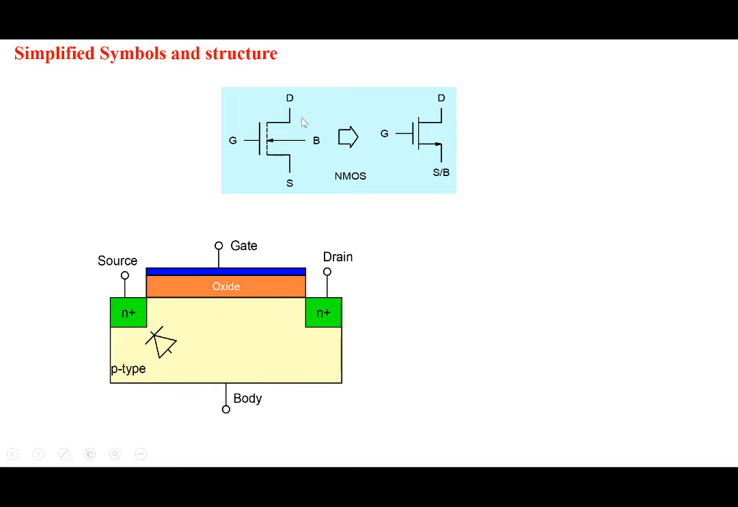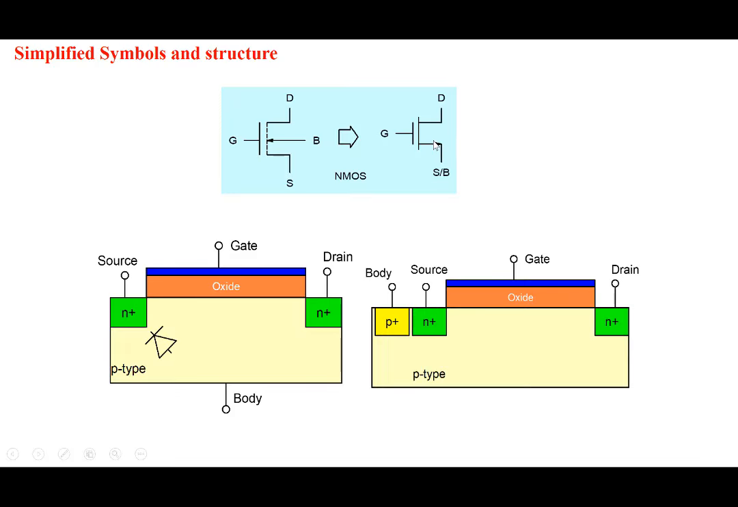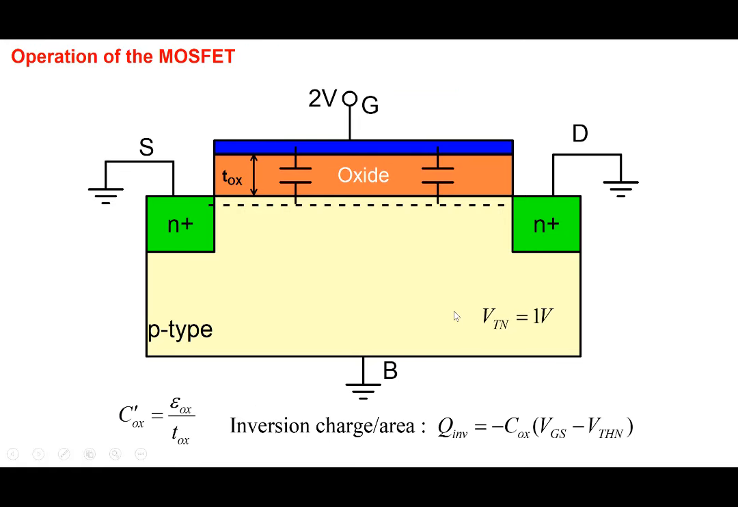And this is a simplified symbol, where the body is connected to the source, and the arrow is pointing out like this to show n-type behavior. So this is an n-channel MOSFET. And sometimes you will see that the body contact is not made here, but the body contact is made at the top. So when you create a P+ layer, you're effectively connecting to the body. All right, so this is the behavior.